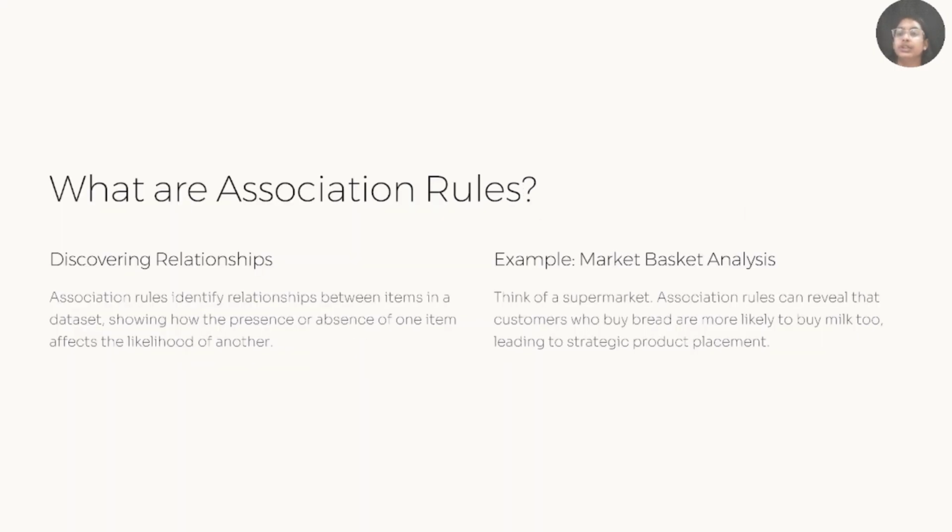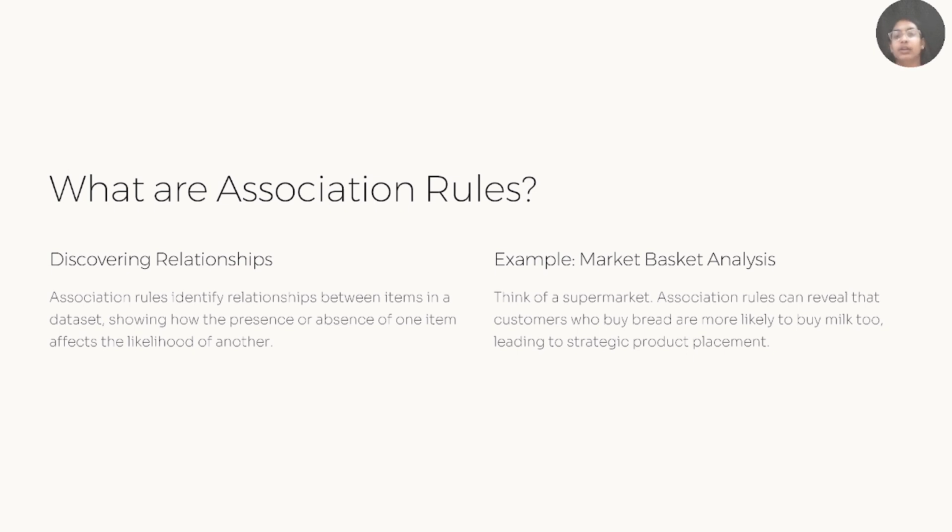What are association rules? First there is a sentence which I want to say: if antecedent then consequent, like if A happens then B will happen. In more general terms, it is like saying, "if you go, then I will go." So it is discovering relationships. Association rules identify the relationships between items in a data set, showing how the presence or absence of one item affects the likelihood of another.